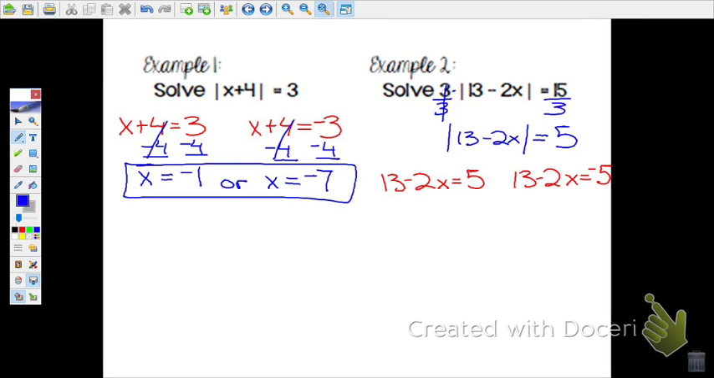So what's the first thing I'm going to do to solve this equation? Jonathan? Very good. I'm going to subtract 13. Okay, 13 is positive. So to make it go away, I subtract 13. Make sure you drop down your negative with the 2x. Negative 5 minus 13 is negative 8. Then I divide both sides by negative 2 to get a positive 4.